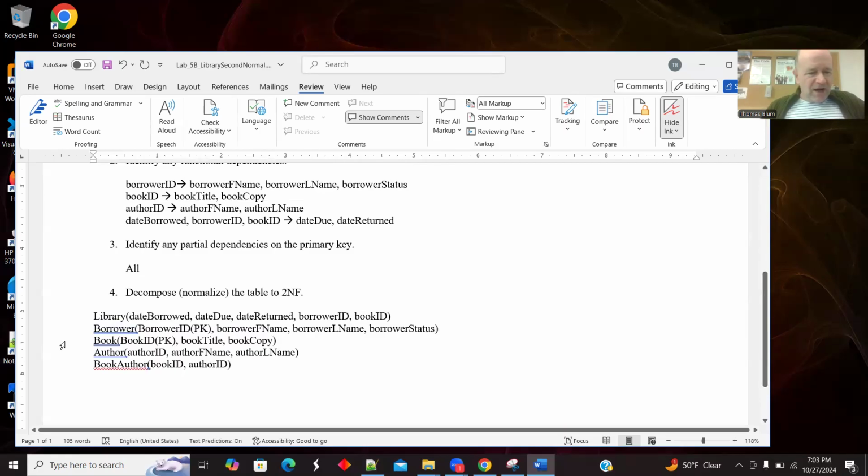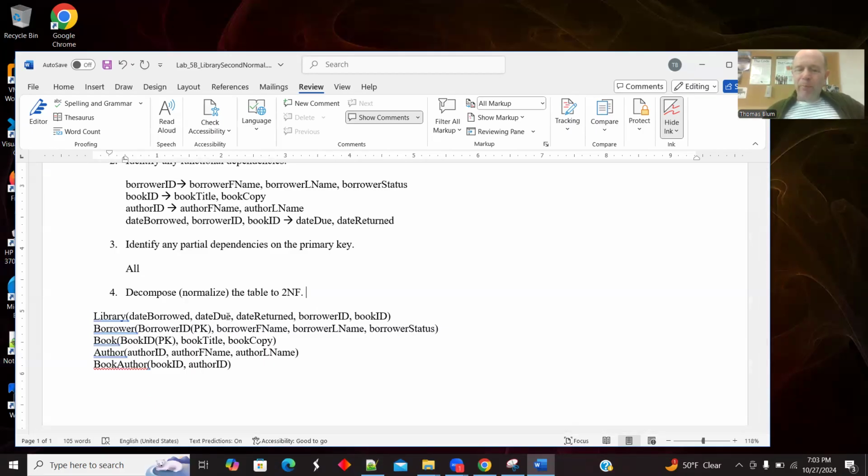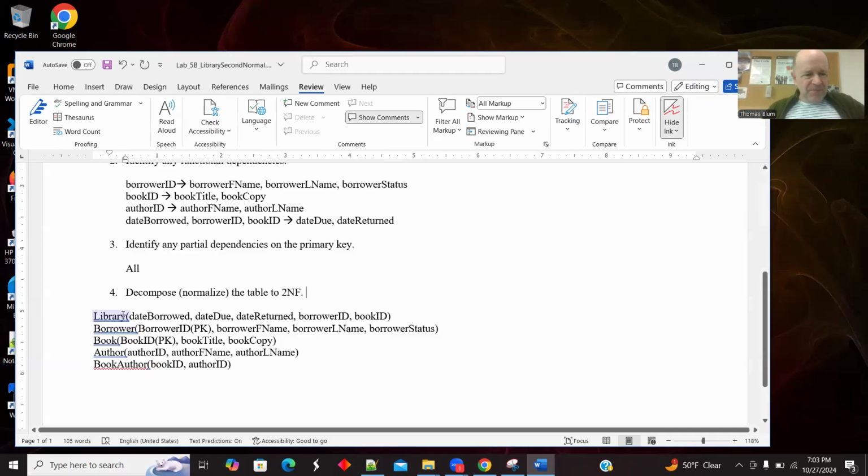And so what do I have? I have the borrower, I have the book, I have the author, I have the book author, and then I have the library. And the library has the borrower, the book, and the date. And I leave, I think, the date due and date returned in that borrowing table. So this library, or you could call it library transaction, or you could call it borrowing.